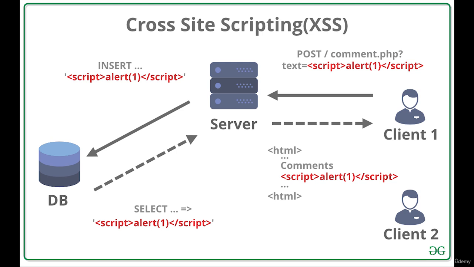Next one in our list is reflected. With reflected XSS, the code will only be executed when the target user runs a specific URL that is crafted or written by us. So we will be manipulating some sort of URL and sending it to the target, and when the target runs the URL, the code will be executed.